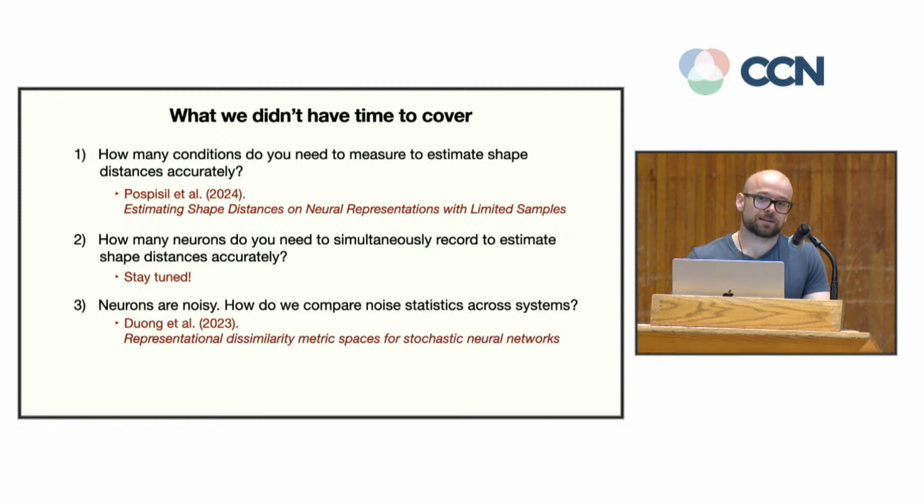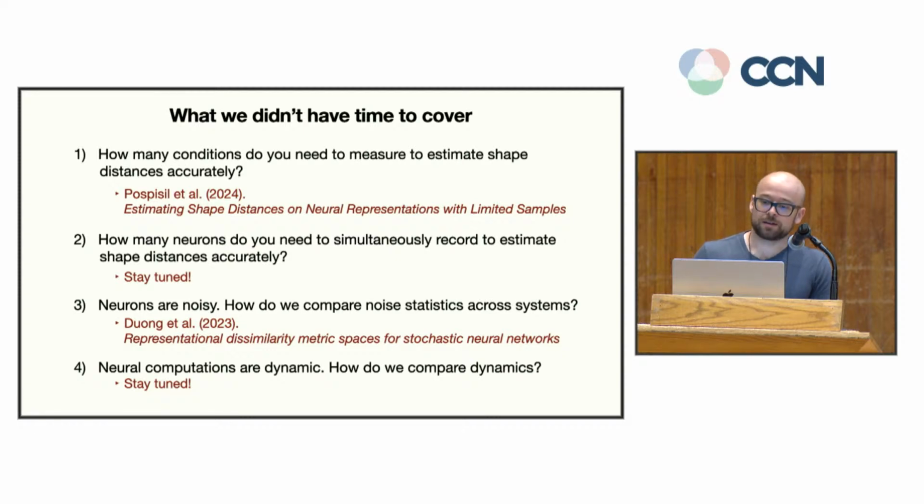Also, throughout this talk, I've glossed over the fact that neural responses are very stochastic and noisy. So I've been looking at trial averaged responses in all the analyses I've shown you. But we're also very interested in how noise factors into neural representations and neural computation, and this is something we've looked at in this paper, showing how to extend the Procrustes distance to noisy stochastic representations.